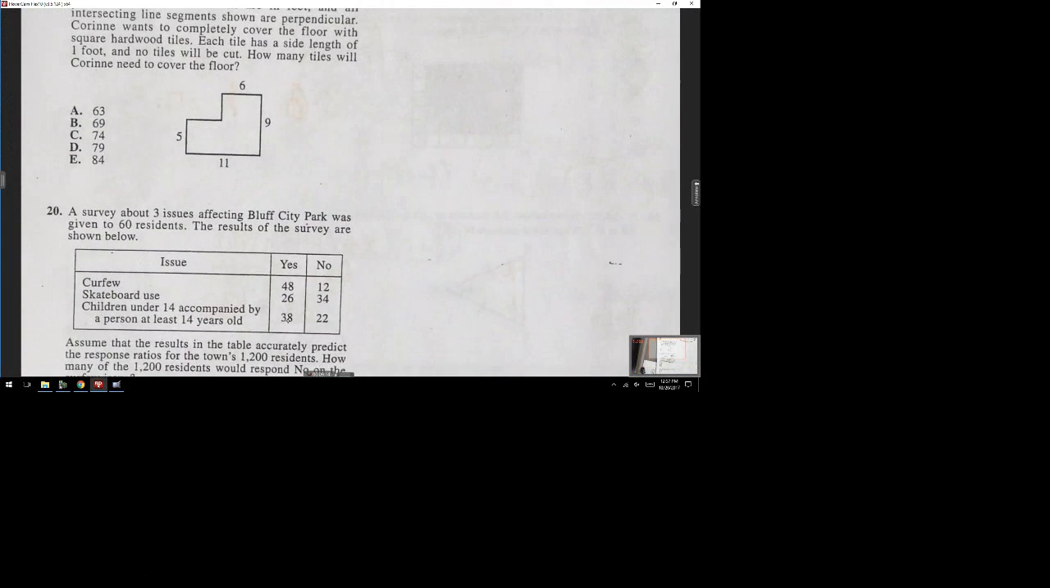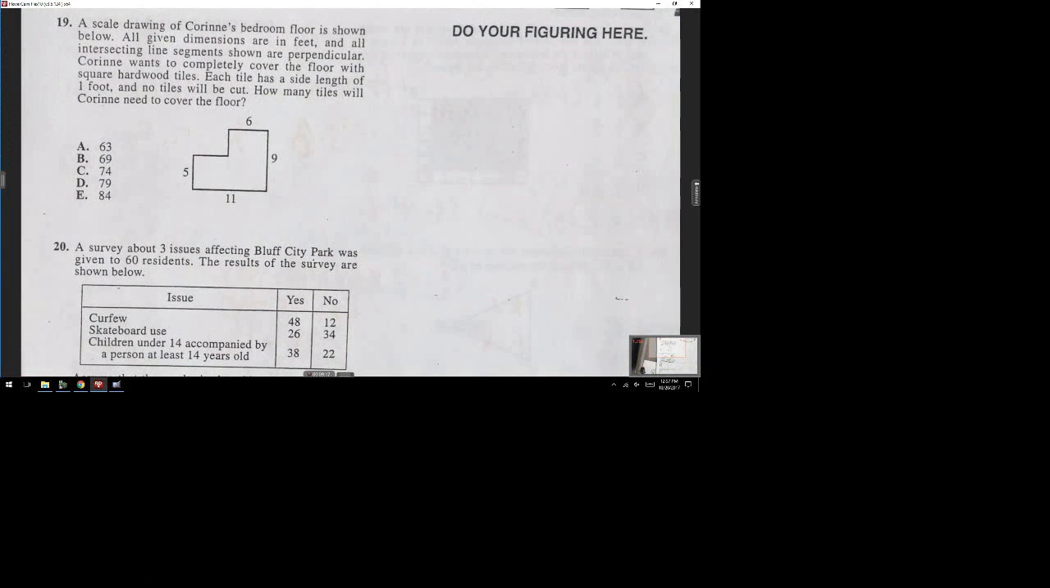All right, number 19. There's two different ways you can do number 19. The easiest way is to find the area of the whole square and then take out this little square, right? What's the area of the whole square? 99. How do you find that? 9 times 11. The base is 11 times your height is 9, which is 99. Does that make sense to everybody?